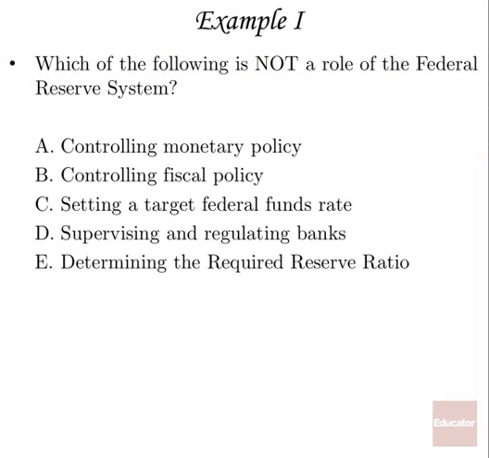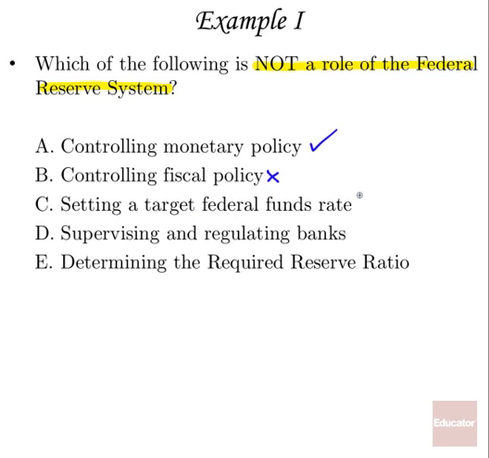So example number one, which of the following is not a role of the Federal Reserve System? So what are the things the Federal Reserve does? I'm going to put a check mark next to the things the Federal Reserve does, and the answer is the one thing that the Federal Reserve does not do. Does it control monetary policy? Absolutely. Fiscal policy? That's controlled by Congress and the President. So that's going to be the answer, but let's look at the other choices.